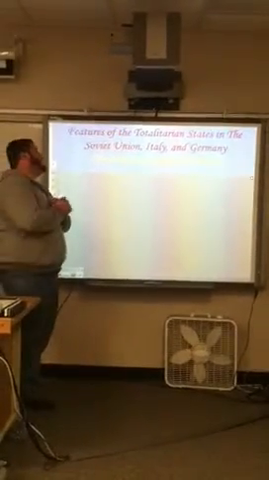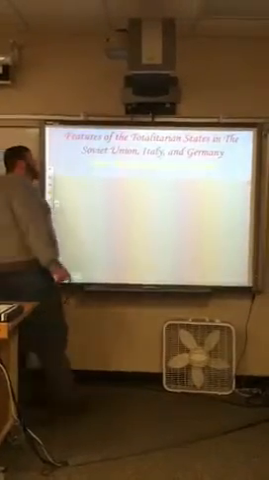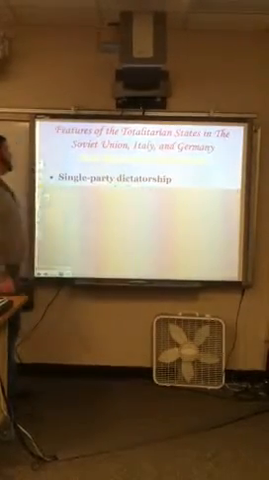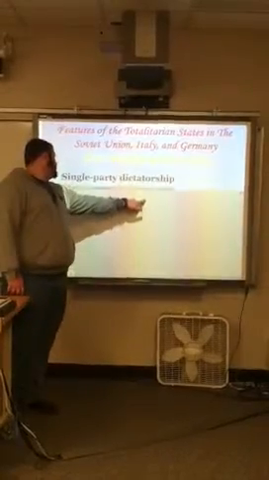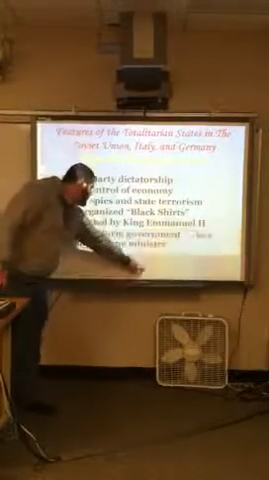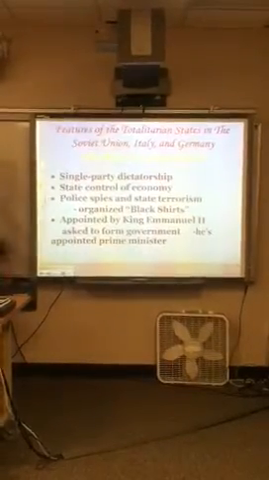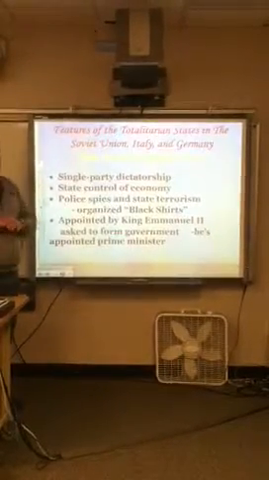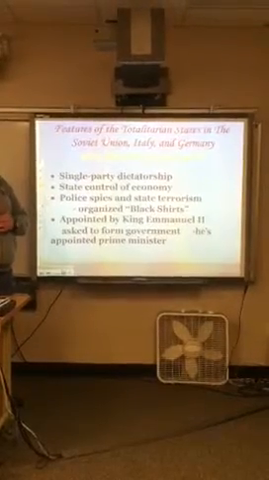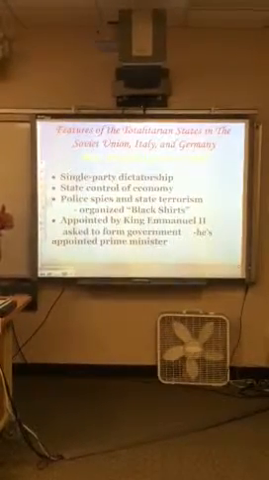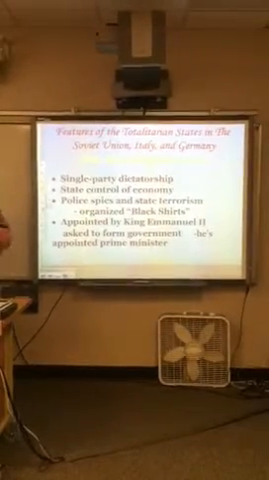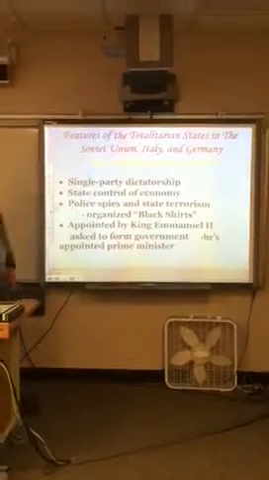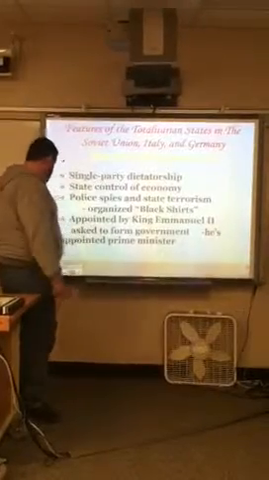Features of the totalitarian states in the Soviet Union, Italy, and Germany. How did Mussolini gain control? How did he do it? Single-party dictatorship. It's one way. I'll just pull this all the way down. State control of the economy, police spies, and state terrorism, or the Black Shirts as they called themselves. There were also Brown Shirts that came about at the time, that I do believe was in a different country. And he was appointed by King Emmanuel III, asked to form a government, appointed prime minister. So Mussolini was appointed prime minister. That's how he initially gained power.